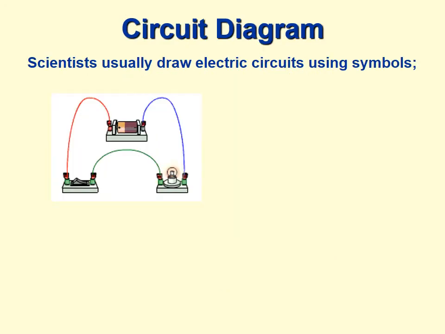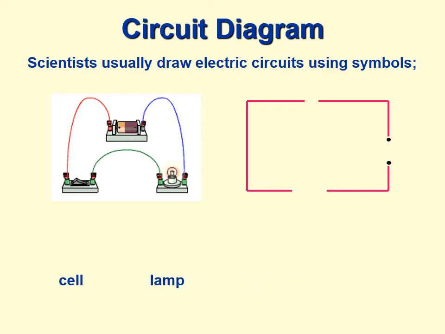Now we're going to practice drawing a circuit diagram. Now, scientists usually draw electric circuits using symbols just to make life a bit easier. So what would the symbols be for a cell, a lamp and a switch? So for a cell, we start with the cell. You draw a straight line and a thicker line here. So that would be the symbol for a cell that stores electrical energy.